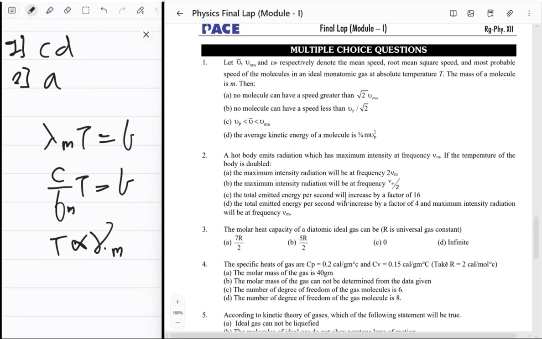Total energy emitted per second will increase by a factor of 16. Sigma T to the power 4. So yes, C is right. Total energy per, okay, not a factor of 4. This is wrong. So D is wrong.